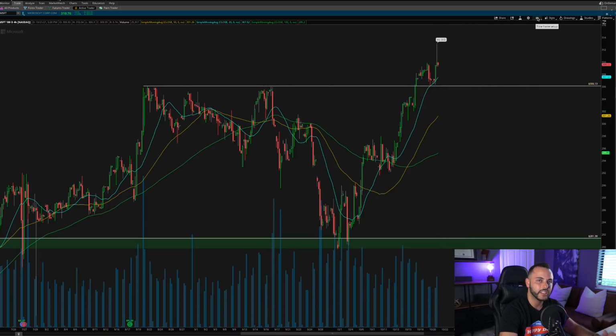And this is literally the only thing, one of the only things that I look for on a daily basis. Looking for these break and retests. This one was a beautiful one.